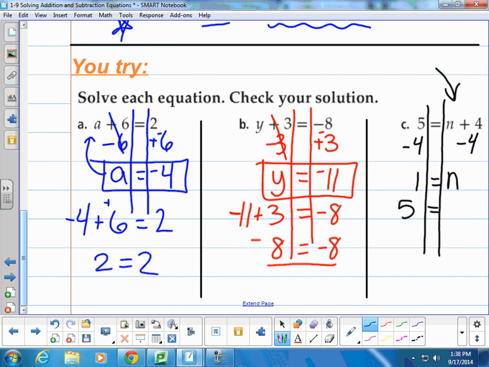Check my solution. 5 equals 1 plus 4. 5 indeed equals 5. So n does equal 1. Notice how I write my variable first.